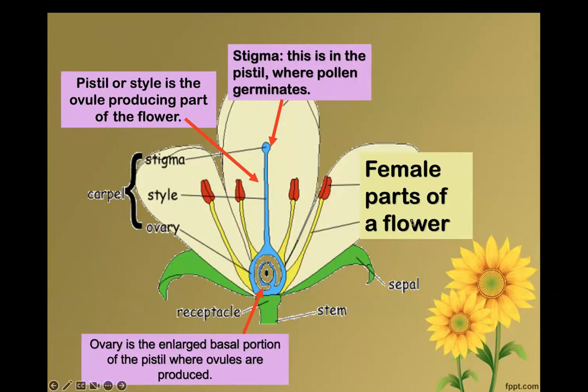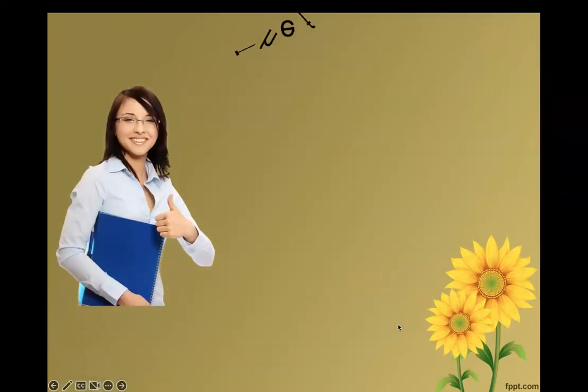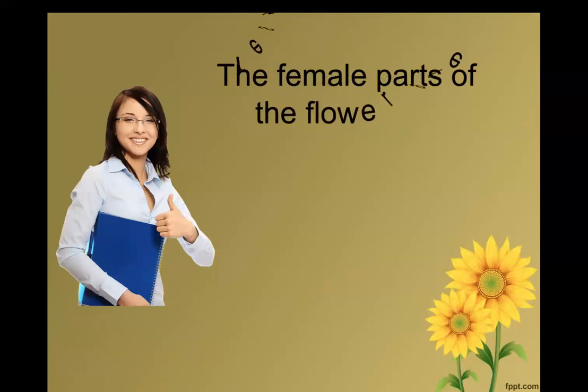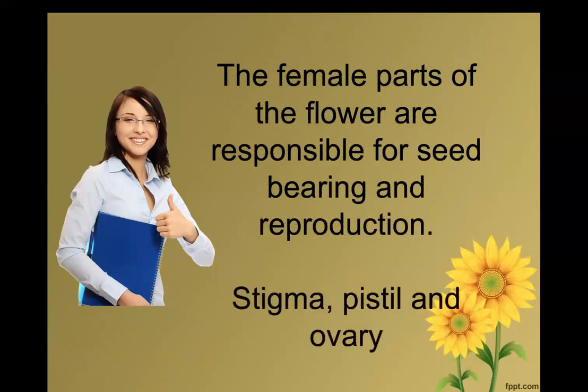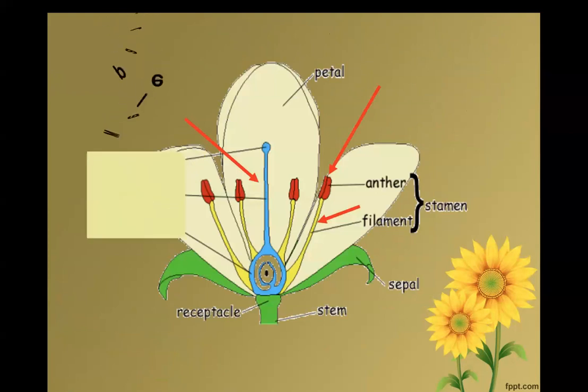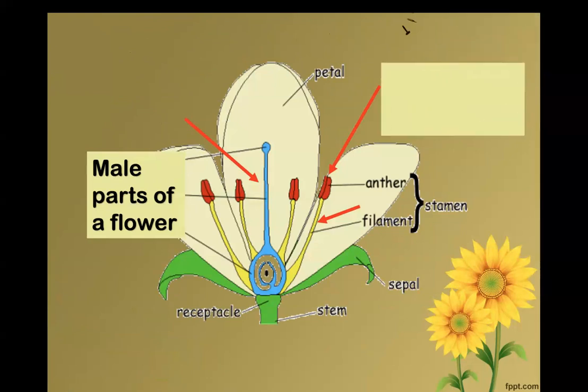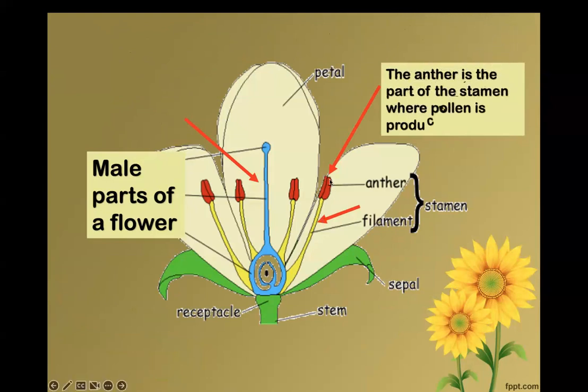Don't forget, the female parts of the flower are responsible for seed bearing and reproduction. The stigma, pistil, and the ovary are parts of it. Get it? Now we come to the male parts of the flower. The male part of a flower is, in general, the stamen. But let's try to look at each of them. First is the anther. The anther is up here too.